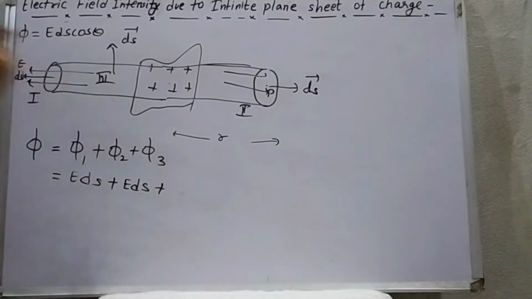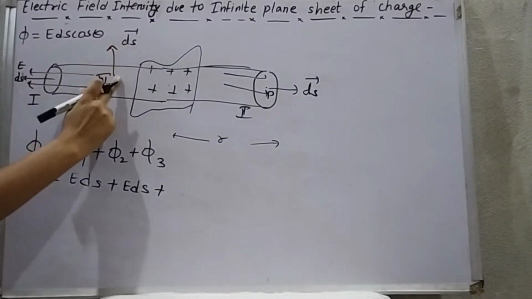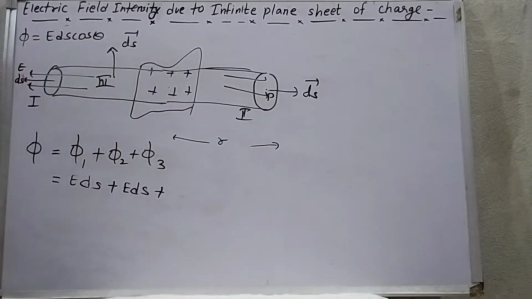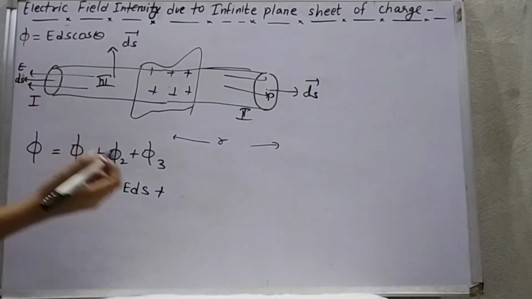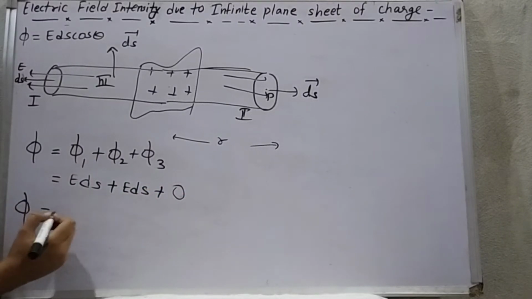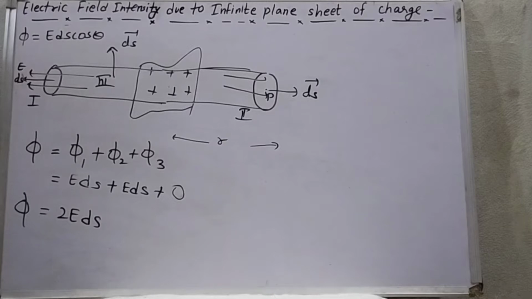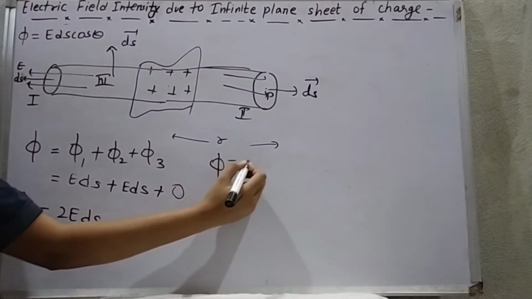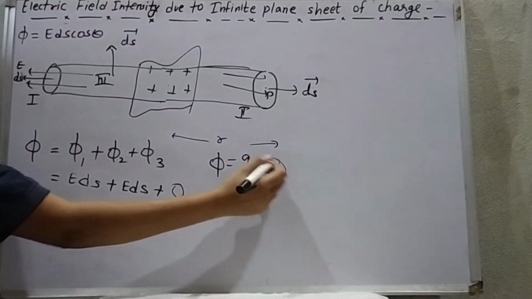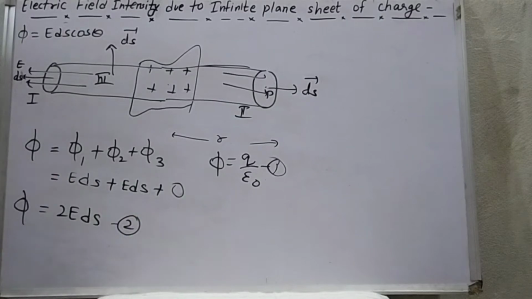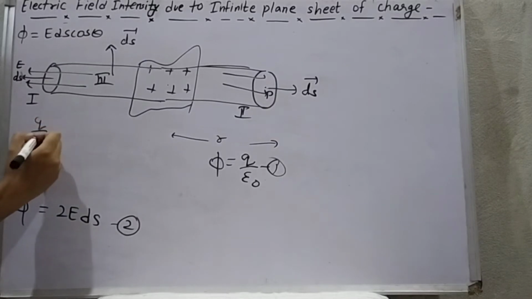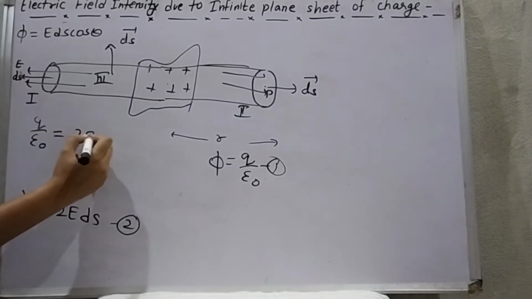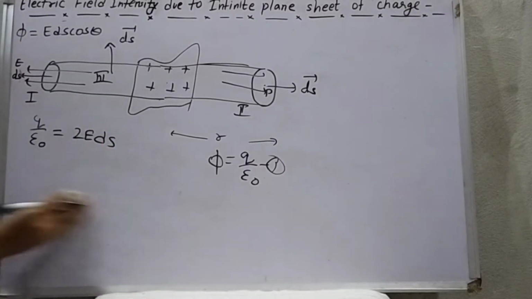Now apply this formula at this point. Here the area vector is perpendicular to the electric field, so the angle between them will be 90 degree. So the flux at this point will be 0. Now the total flux will be equal to 2E ds. So we have used the Gaussian surface here. According to the Gauss theorem, phi is equal to Q upon epsilon naught. This is your equation 1 and this is your equation 2. When you combine these two equations, you will get Q upon epsilon naught is equal to 2E ds. Now we have to just solve this.